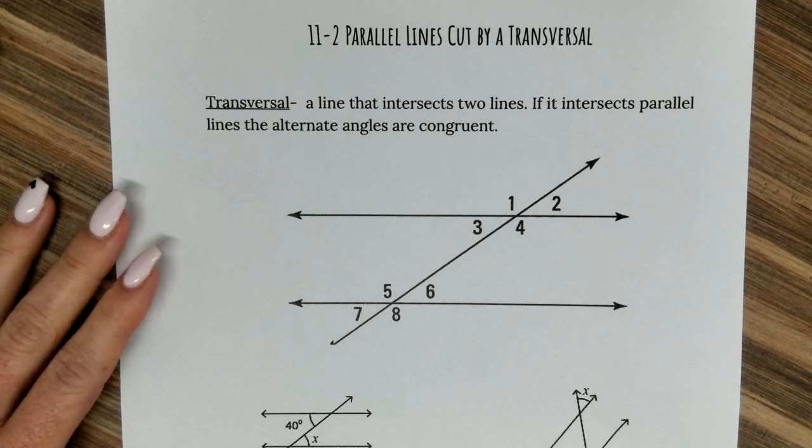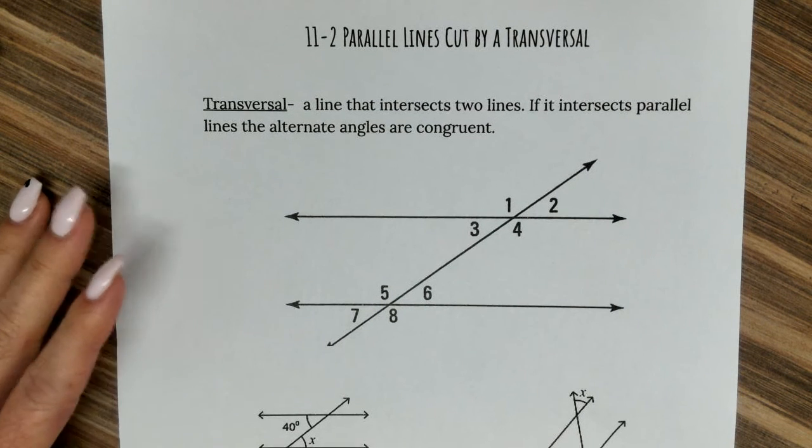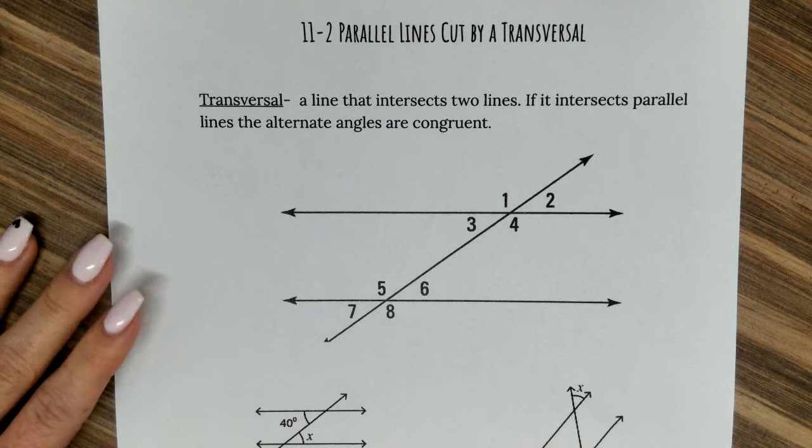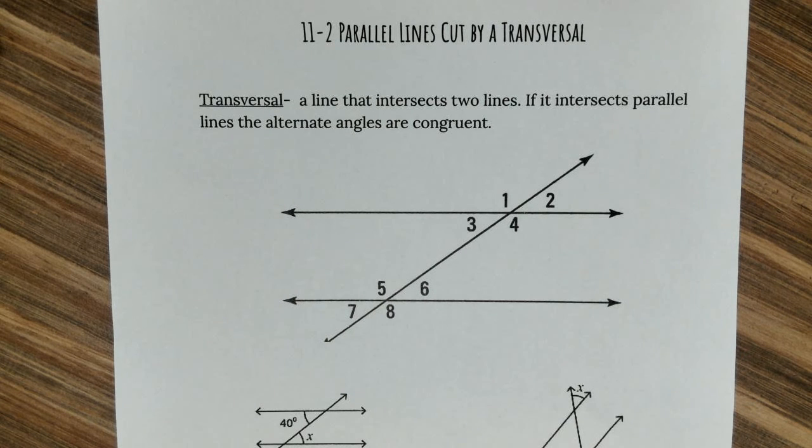Today we're learning a new lesson about angles again. This is called parallel lines cut by a transversal. Transversal is just a fancy word for the line that's cutting through the parallel lines. So everybody look at the picture.